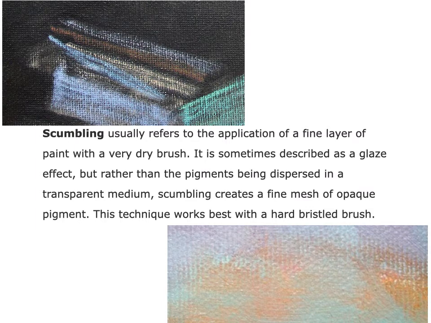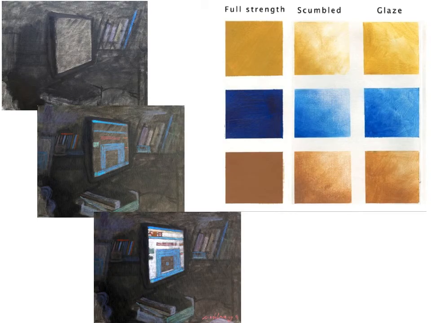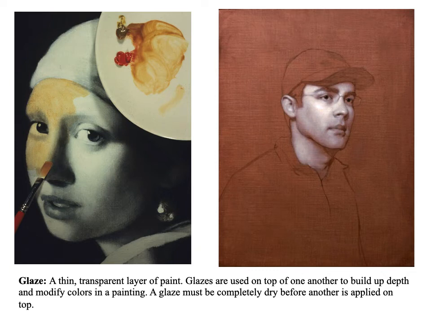Scumbling is another term where we're using the paint in a dry manner to create almost a stippled pointillism effect. It's a way that you can let the paint see through underneath. So you have the full strength of the paint, and the way the paint looks when it's scumbled, or dragged thin. And the other way is a glaze. A glaze is a thin, transparent layer of paint. Glazes on top of one another build up depth and modify colors in paint.